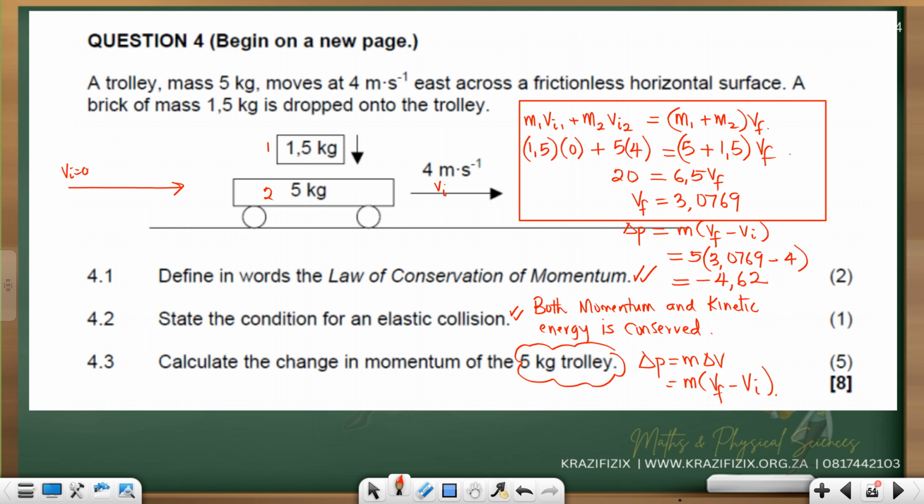Now the question is, I want to interpret my answer. So, guys, I'm going to write my answer here. Change in momentum, therefore, is negative 4,62. Remember, it is mass and velocity. Mass is in kilograms, velocity in meters per second. Now, that negative, what does that tell us? It's in the opposite direction of motion of the trolley.